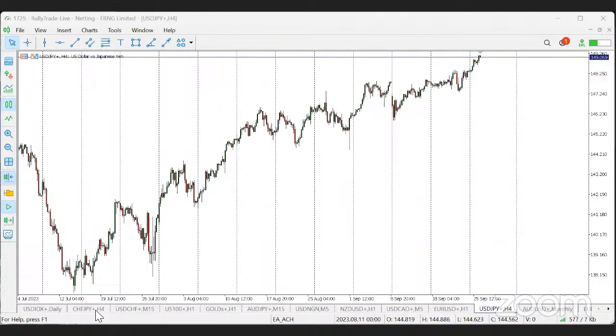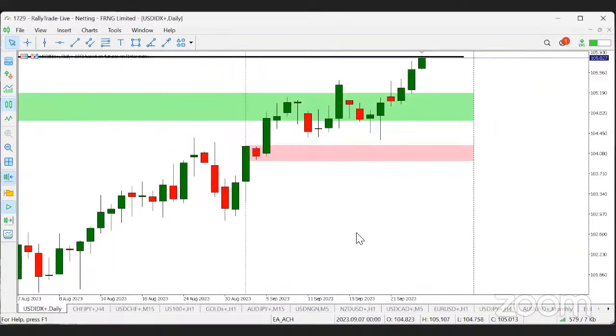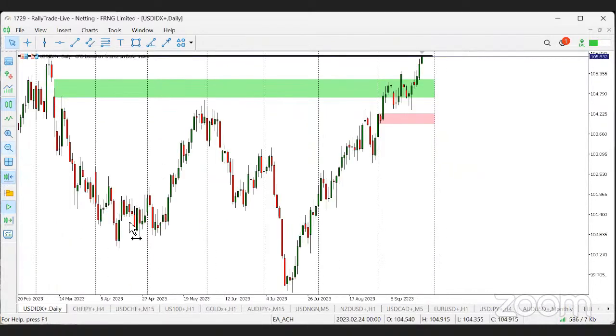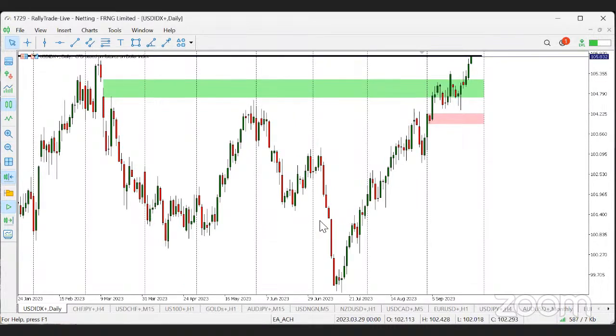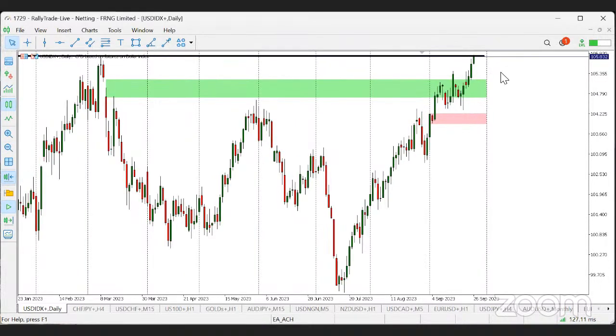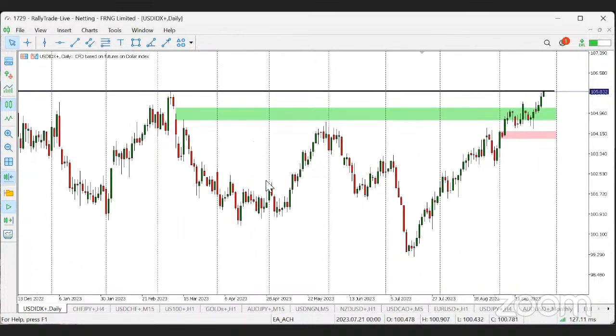So on my chart is the dollar index. What I usually want to do is to see on the long term what the index is doing, where it's coming from, and where it is currently. So if you look at the dollar index, this is on D1.